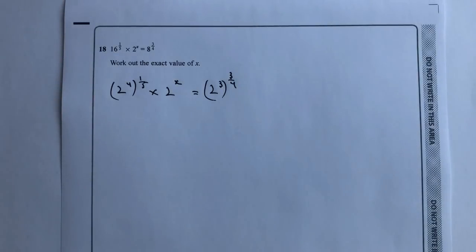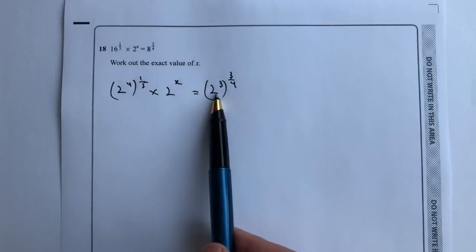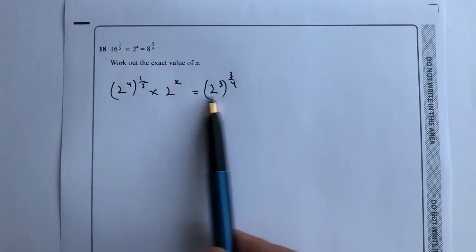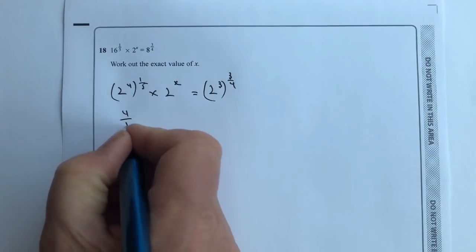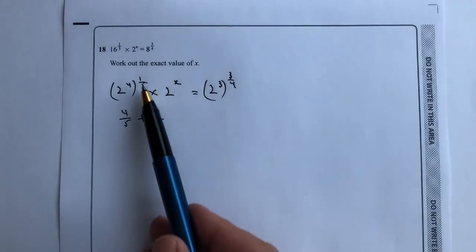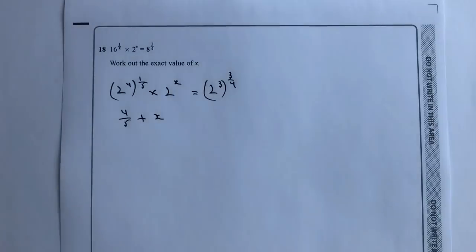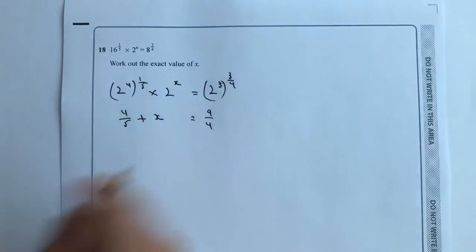Now I'm in a position where I can work that through. Let's have a look at this 4 to the power of a 5th. Well, that's the same as saying 4/5. Bearing in mind what we are interested in is just these indices, so I'm not going to worry too much about these base 2's because I've got all that information now. When you multiply indices together, you add them. So 4/5, which is this index here, plus x is going to be equal to this index here, which is going to be 9/4.